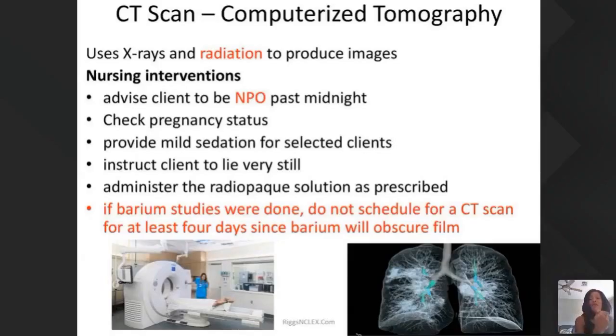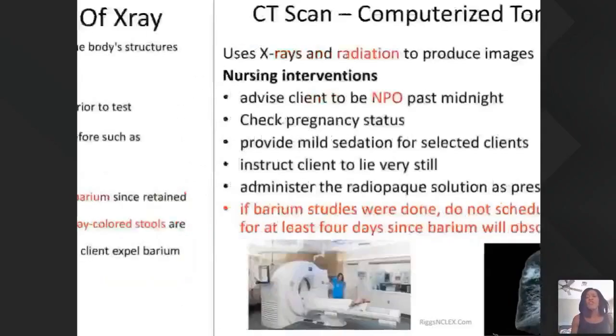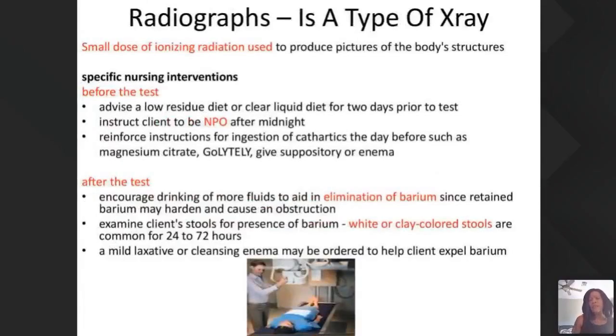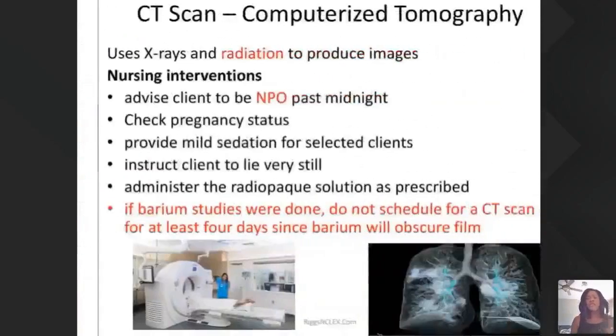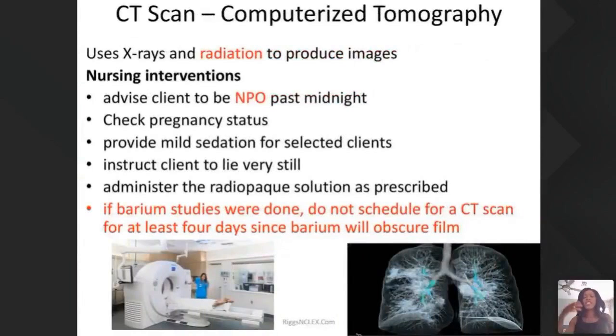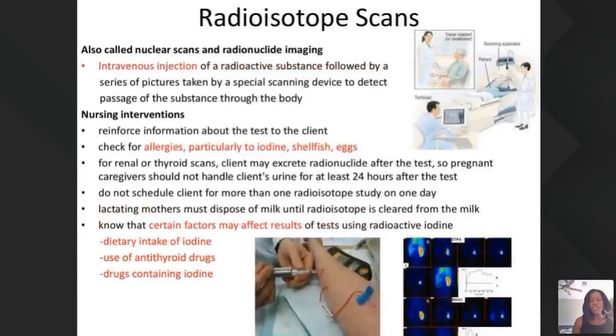You want to wait at least a good 4 days between those two diagnostic tests, because the barium will obscure the image of the CT scan. So pay attention. Mrs. Jones, 2 days ago, had a radiograph study where the physician ordered a barium enema, and today she's scheduled for a CT scan. I want to wait at least a good 4 days in between any test that uses the barium prior to it, or else your CT scan, you're wasting your time. Your CT scan will not be fully visualized.